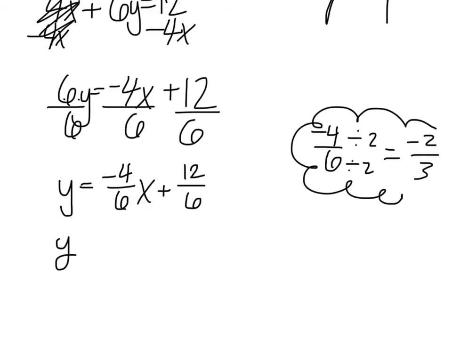Here's my little side notes. So y equals negative 2 over 3x plus 12 divided by 6, which is just 2. And that's your final answer.